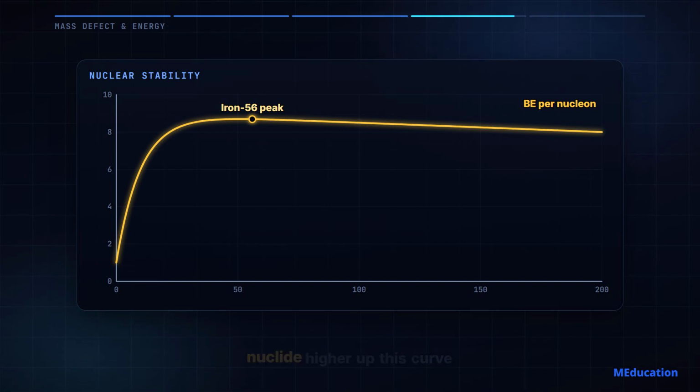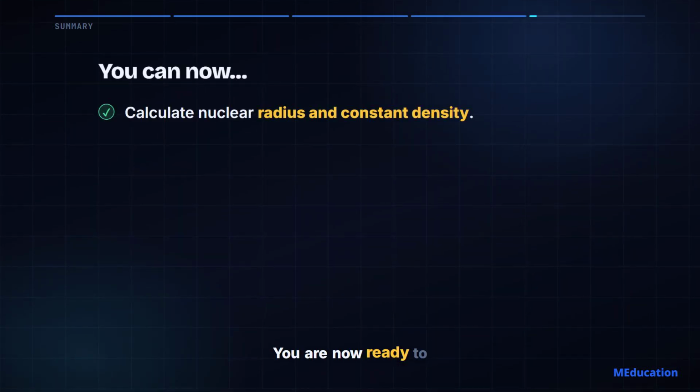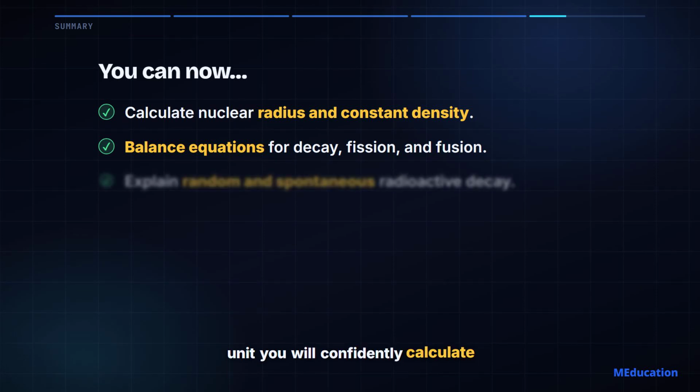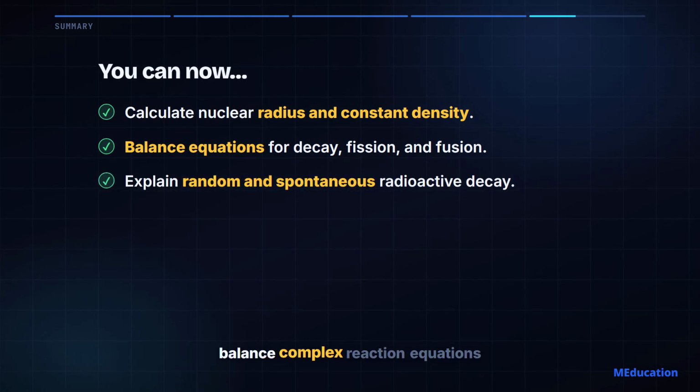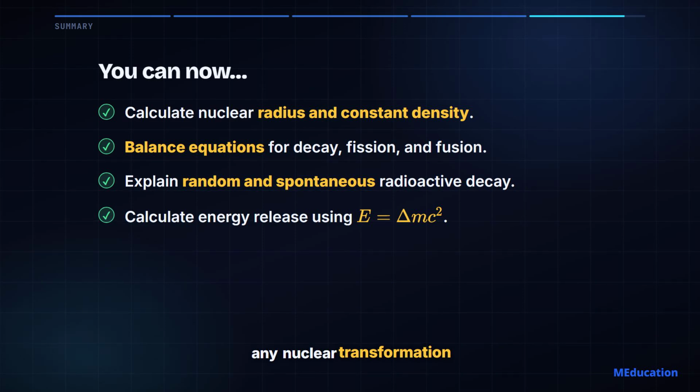Any reaction that moves a nuclide higher up this curve results in a more stable nucleus and a colossal release of energy. You are now ready to tackle nuclear physics. By the end of this unit, you will confidently calculate nuclear dimensions, balance complex reaction equations, and seamlessly convert between atomic mass units and mega-electron volts to find the energy released in any nuclear transformation. Let's begin.